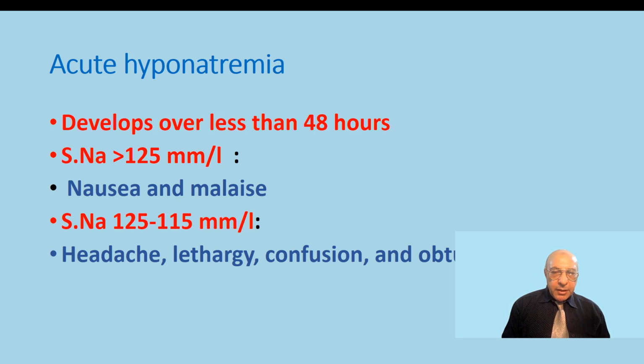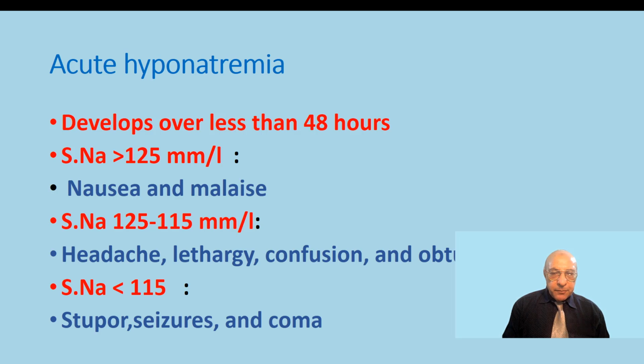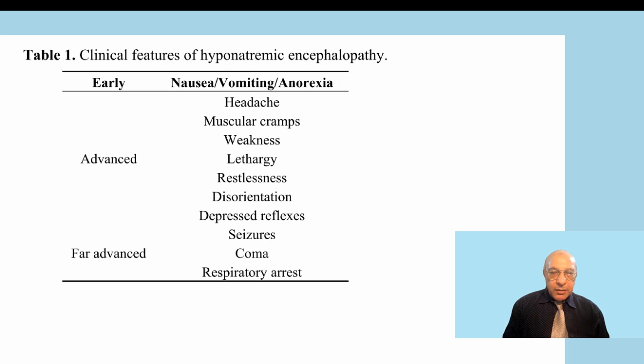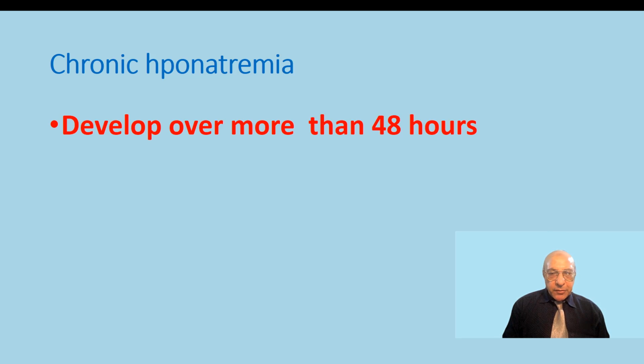With more severe degree, with sodium between 125 down to 115 millimole per liter, there will be restlessness, obtundation, and confusion. In severe cases with sodium less than 115 millimole per liter, seizures and coma will happen, and respiratory arrest can happen secondary to brain herniation.